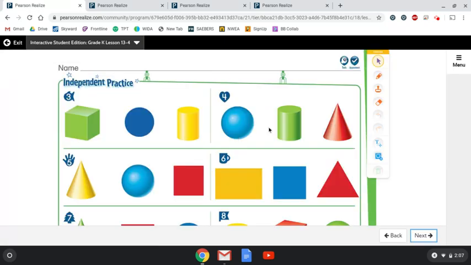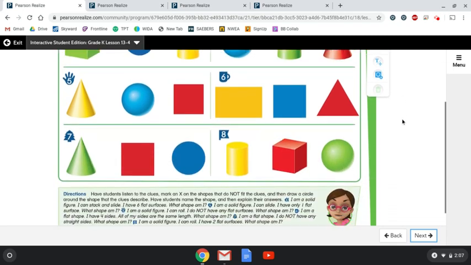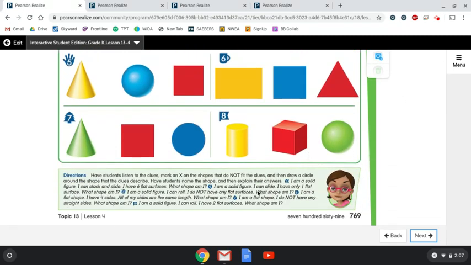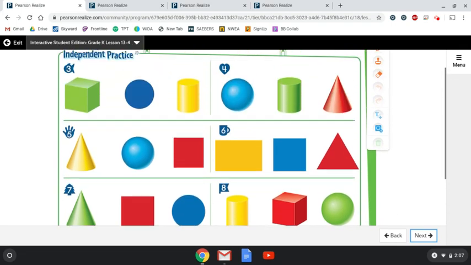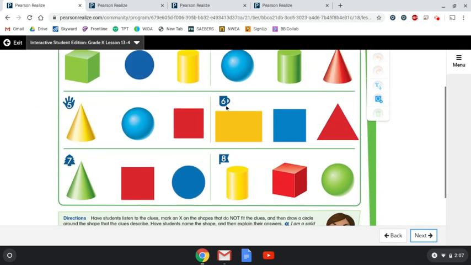All right, this is the portion for you grown-ups. Down here at the bottom, there's the directions on what the clues are. And your grown-up is going to give you the clues and help you figure out what shape is the mystery shape.